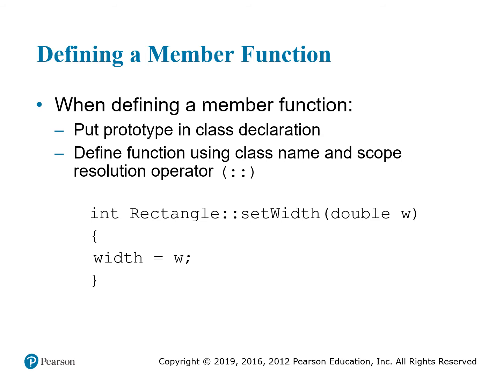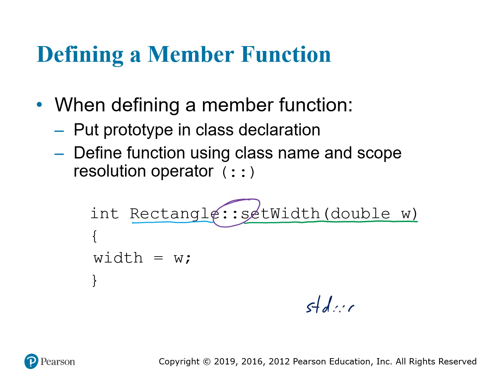When you define a member function, what is typically done is that you put the prototype, so int setWidth(double), in the class declaration, and then later on outside the class declaration where you have a little more room, you define the function using the class name Rectangle, the member function name setWidth(double W), and then you join them with the scope operator, colon, colon.